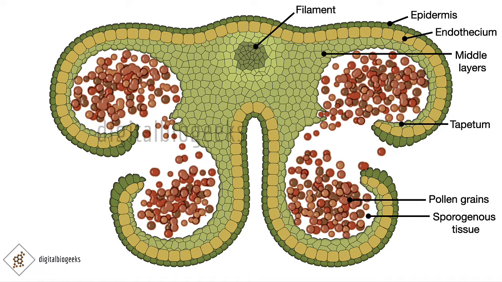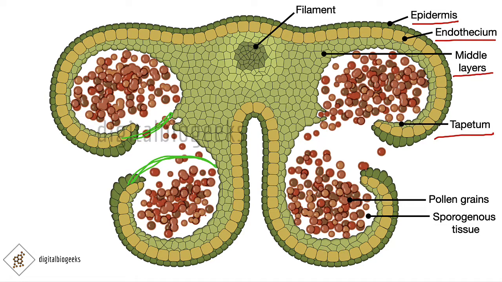This is a mature anther from which the pollen grains are coming out. But in young anther, the microsporangium is a closed structure. In young anther, this will be closed. 4 microsporangia are present which are surrounded by the wall that has 4 layers. The layers are epidermis, endothecium, middle layers and tapetum.